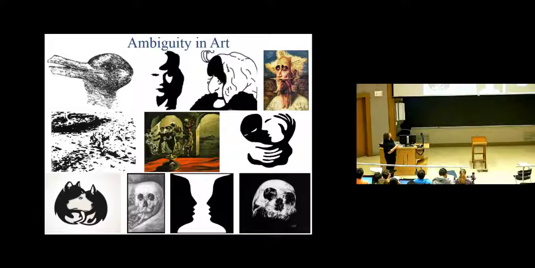But ambiguity in art, also fascinating, right? This could be a rabbit if you're going left to right, but right to left, it could be a duck. How many can see the ambiguity there? Good. Some of them are not easy to see. How many can see a dog in this picture here? There's a dog in there. Dalmatian, kind of spotty dog. Sometimes if you squint your eyes, it's easier to see the ambiguity, right?